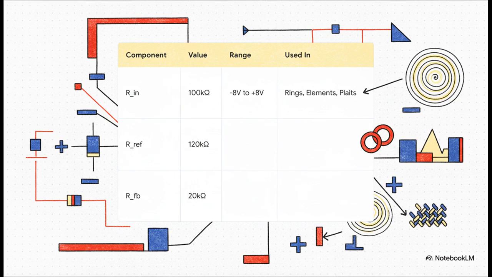Now let's check out type B. This is the extended version. Just by swapping out those resistors, this circuit can now accept a much wider plus or minus 8 volt signal. This is for the parameters that you really want to modulate dramatically, things like the timbre on Plaits or the main controls on Rings and Elements.